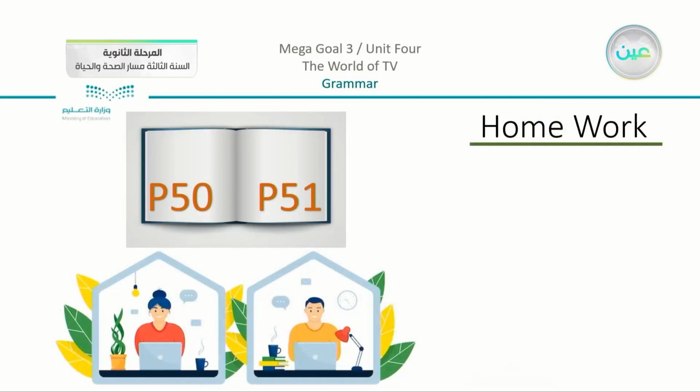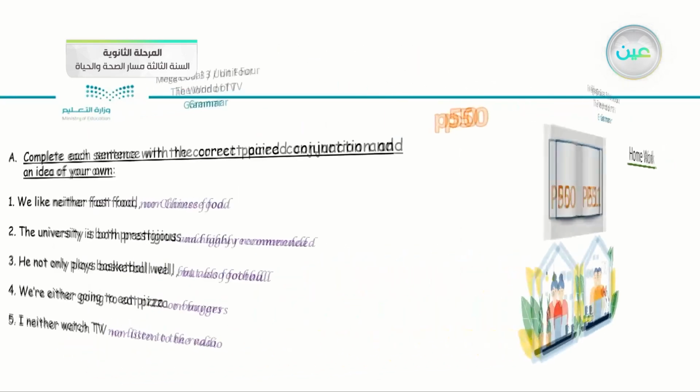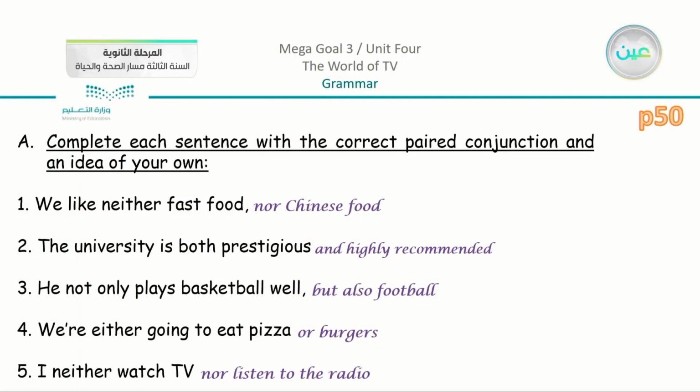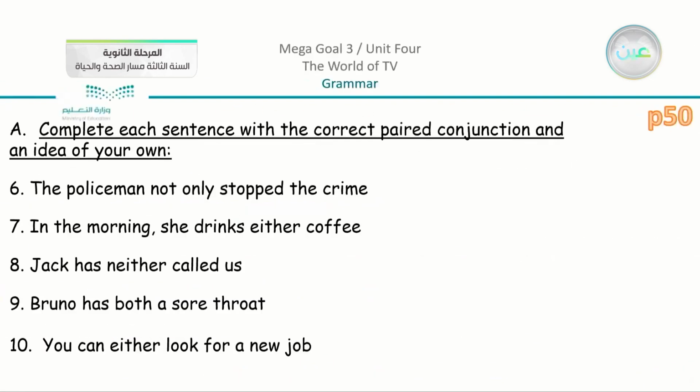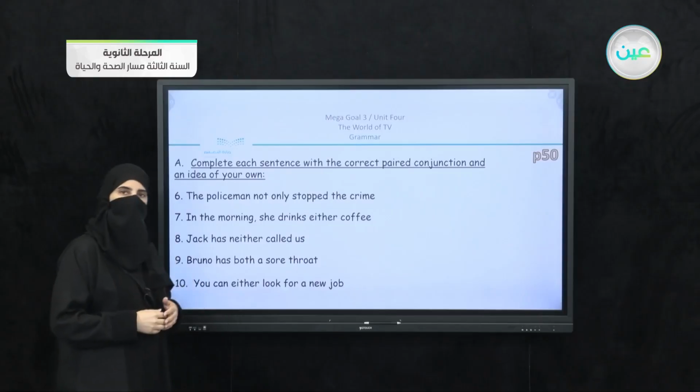Now we are going to move on to the homework, which was on pages 50 and 51. We started with the exercises that we did at first, page 50. We had to complete each sentence with the correct paired conjunction and an idea of your own. Just to recall, we had the first part done. Now we're going to complete the second part.